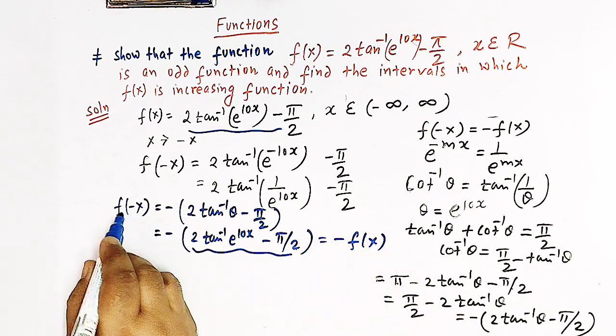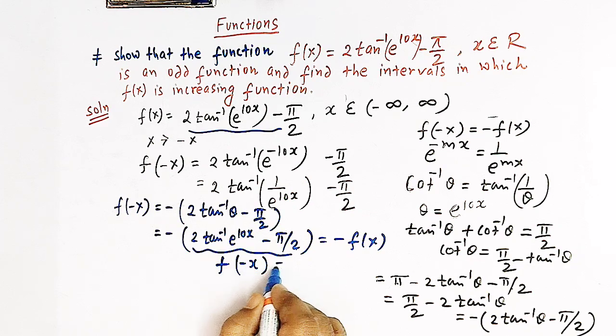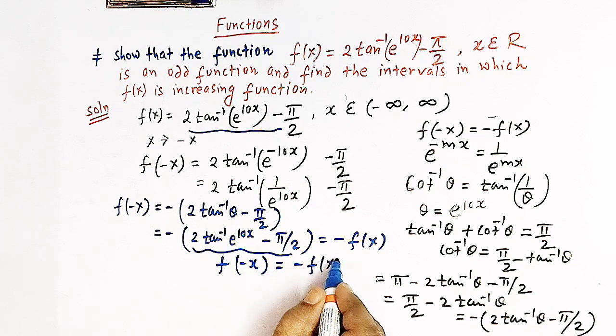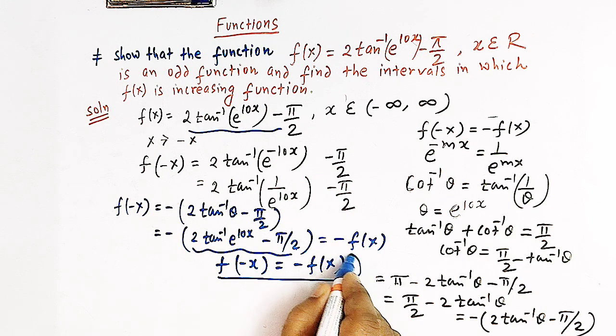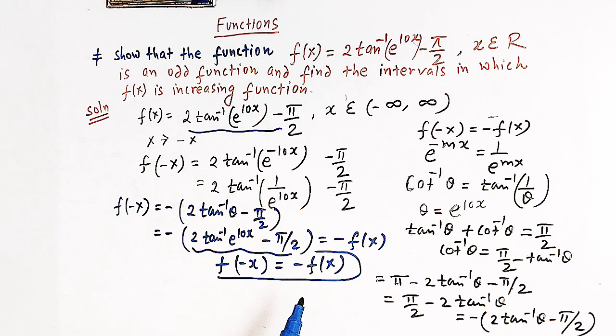So we have reached the condition, that is f of minus x is equal to minus of f of x, which is the condition for a function f of x to be an odd function, right? So this is how we can prove that this function f of x is an odd function, right? Now let us see the interval in which this function f of x is an increasing function.